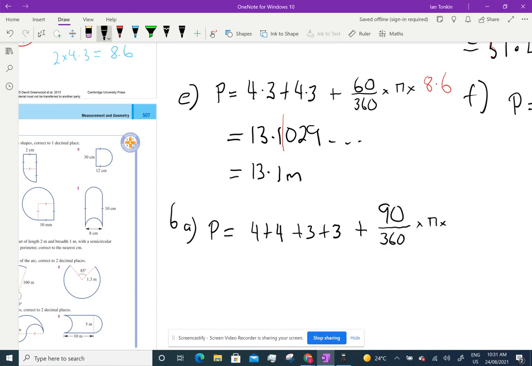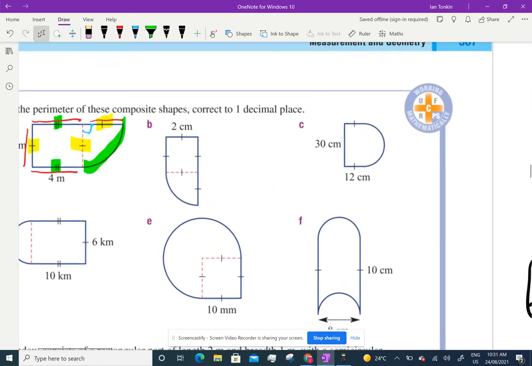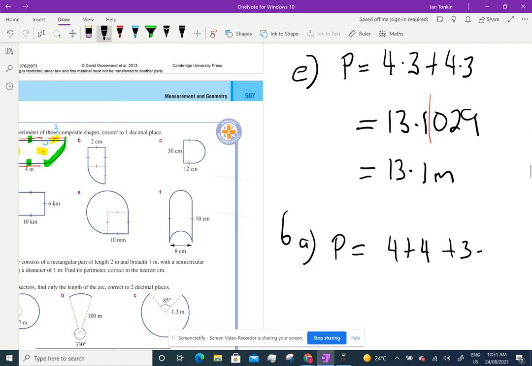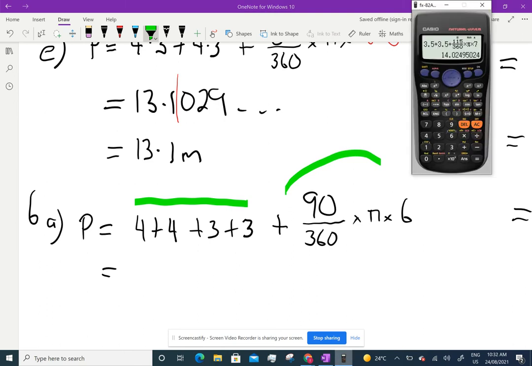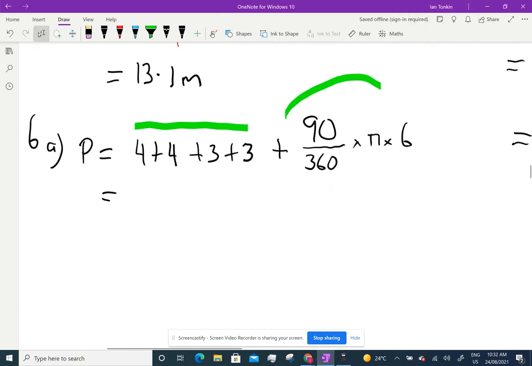You could write a quarter. Now, what's the diameter? This is a dangerous bit. So many people will write 3, but it's not. That's the radius. I need to double that. So I'm going to times it by 6. So this looks really complicated, but it's not. It's quite easy. You just get all your straight bits and then the curve bit. So again, calculator, I've got a lot to do here. So get rid of all those. What have I got? 4 plus 4 plus 3 plus 3 plus how much of a circle? 90 times pi times the radius is 6. Bang. 18.71.